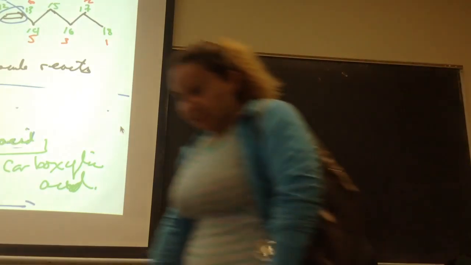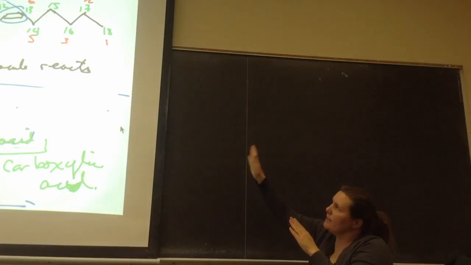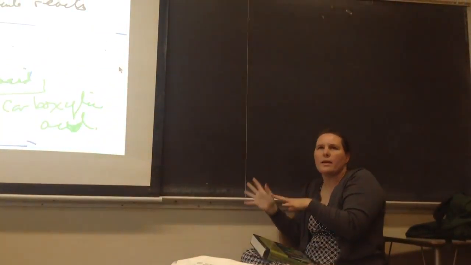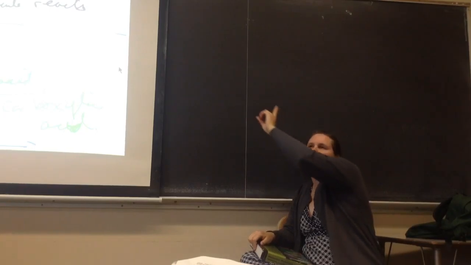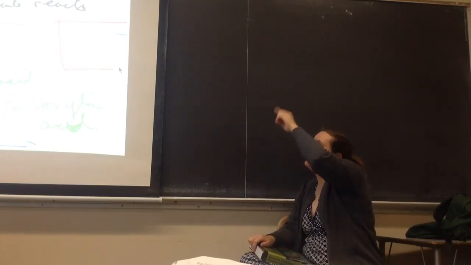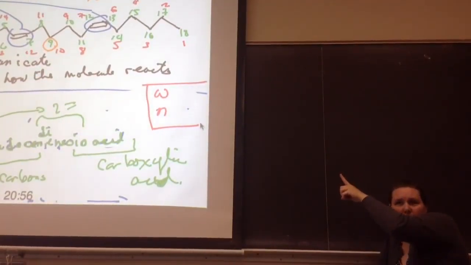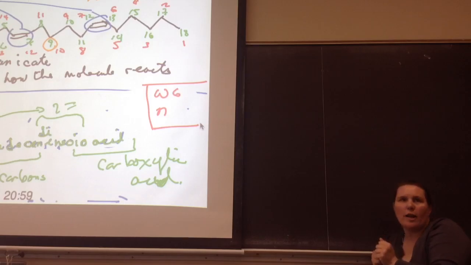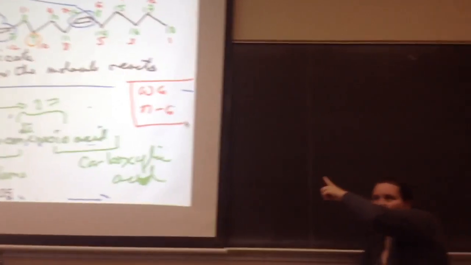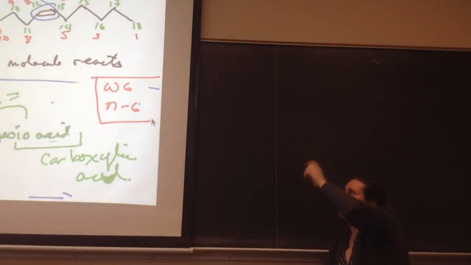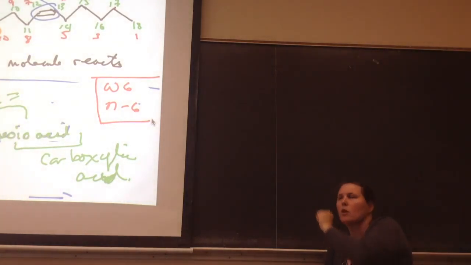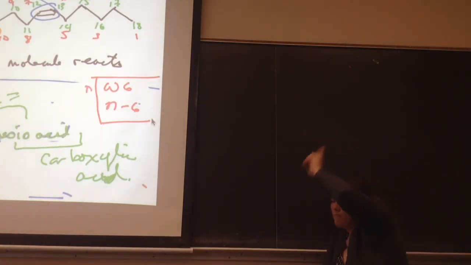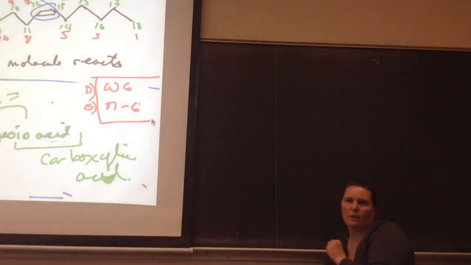Okay, do you want me to say that one more time? Yes, please. Okay, so the red numbers are the omega notation. We start at the methyl end and we go to the carboxylic acid end: 1, 2, 3, 4, 5, 6. The location of the first double bond is at the 6. The n minus, which I will now call n dash, same notation, is exactly the same as omega. Start at the methyl end and go 1, 2, 3, 4, 5, 6. The bond is the same going in the methyl to carboxyl direction. Is that better?